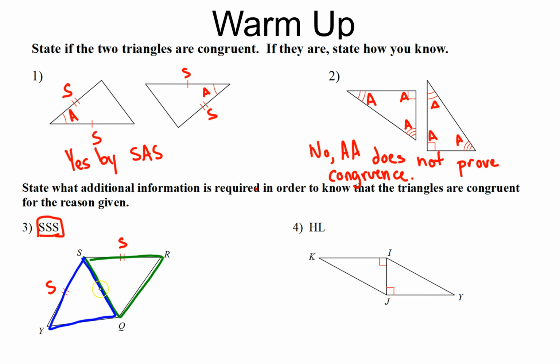But first off, we have this reflexive property pair here. They don't need to give us that, because that's the reflexive property. So that's another pair of sides there. So all we need is that third pair of sides, and that third pair is going to come from the only pair of sides left. So what we need to say is that we need QR to be congruent to QY. Okay, so that's how you would do that problem.